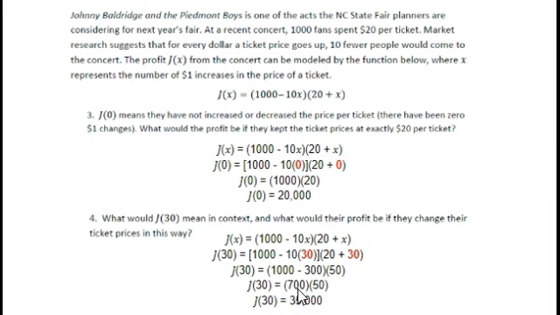This 700 represents the 700 people that would be attending, because remember, 10 fewer people are going to show up every time we increase the ticket price by $1, which means if we increase it by $30, 300 fewer people are going to show up. Therefore, we'd have a total of 700 people that would be attending altogether if the tickets cost $50 a piece. Again, we would have a $35,000 profit.